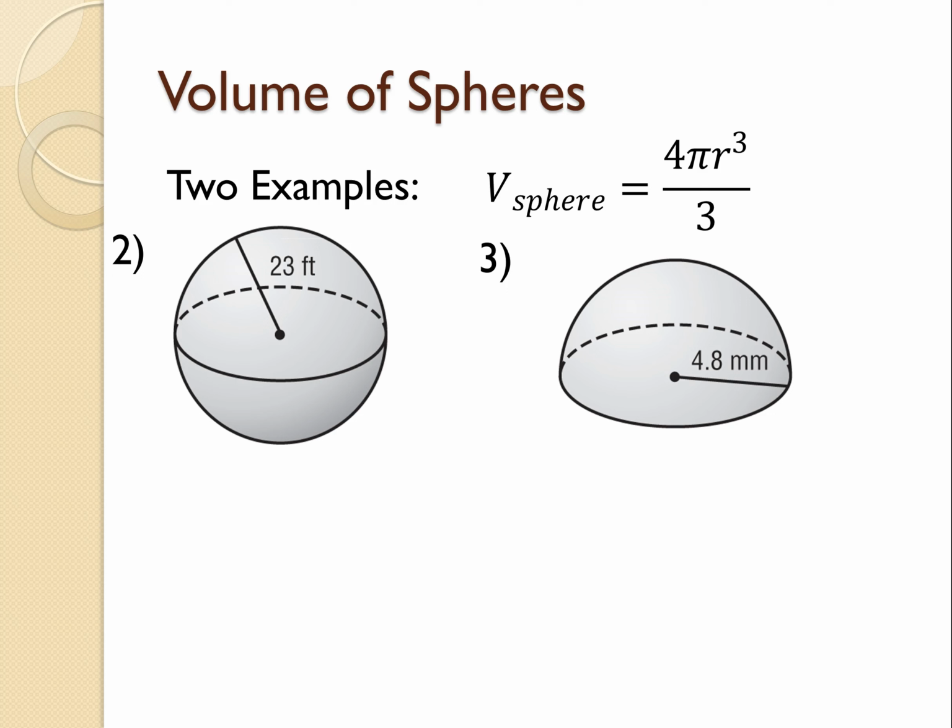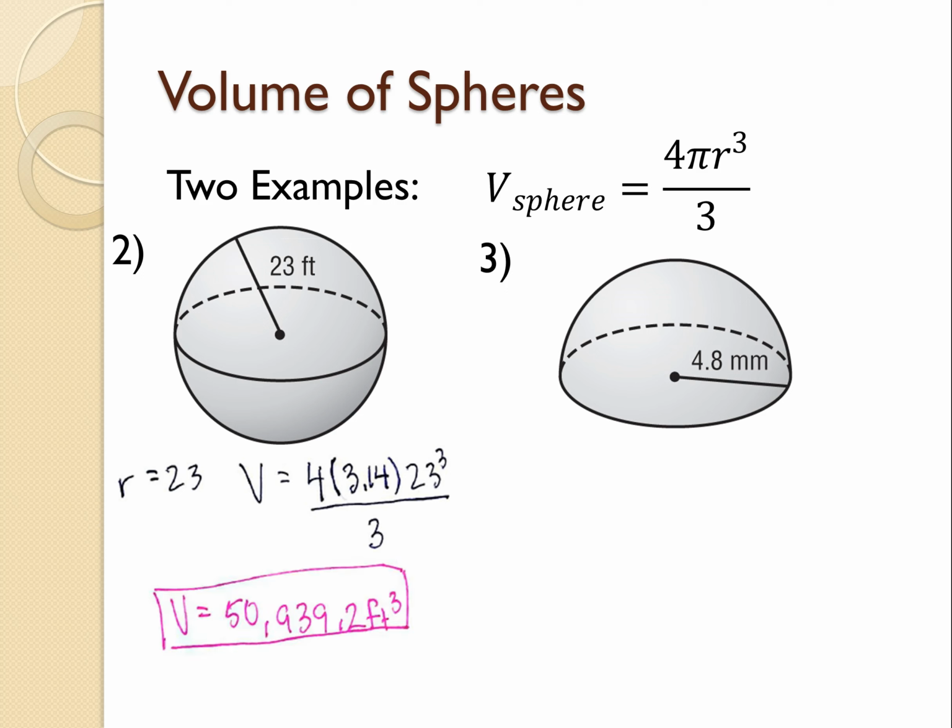examples. So for number 2, we have a radius of 23, and I'm going to plug it into the formula, and you see that I have 23 cubed. Now this is going to give me a big answer even though I divide my answer by 3, because cubing a number, that's 23 times 23 times 23, that is a huge number. So I have over 50,000, almost 51,000 feet cubed.